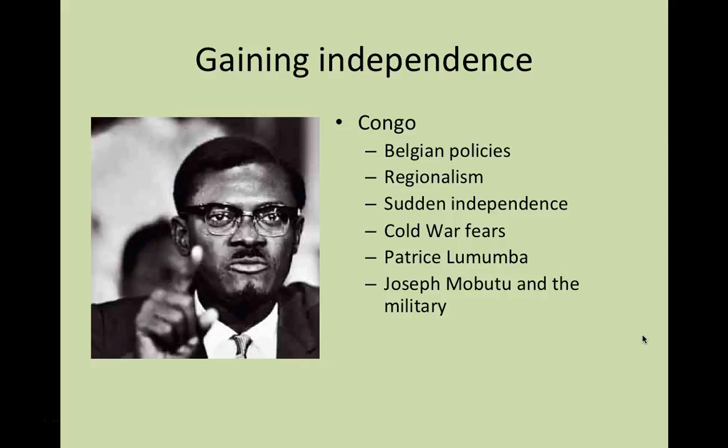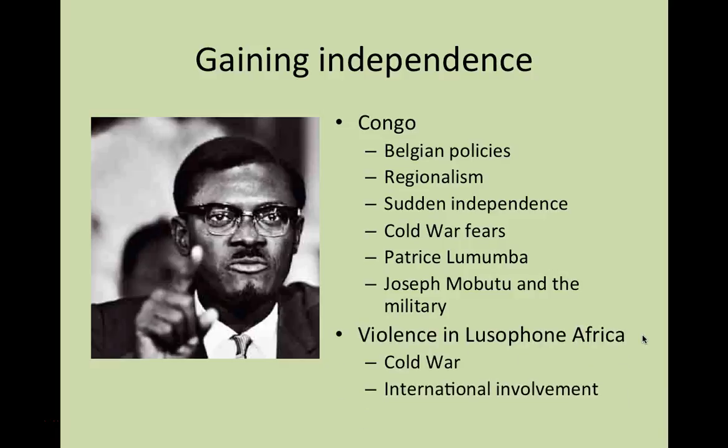Now, Mobutu is somebody who needs to be discussed at greater length, so I will later on if we don't have a presentation about this. Suffice it to say at this point that it was a military strongman who was primarily interested in enriching himself and his cronies, who ended up taking control of the country by 1965, and that would be disastrous for the future history of the Congo.